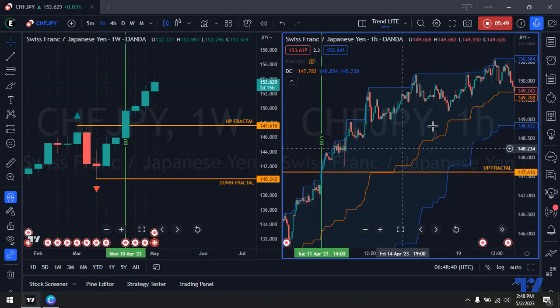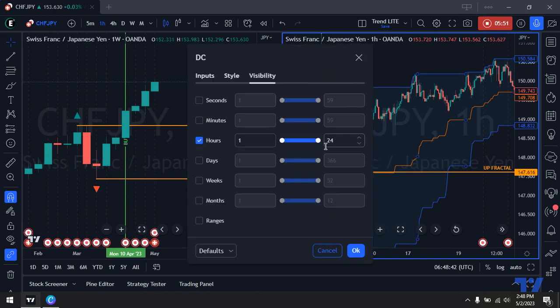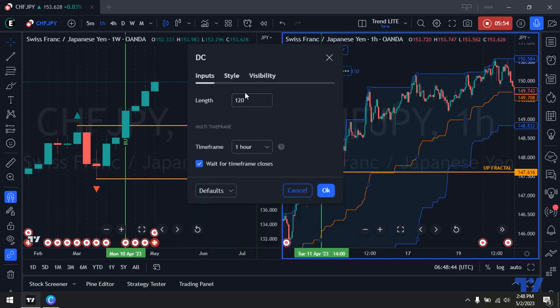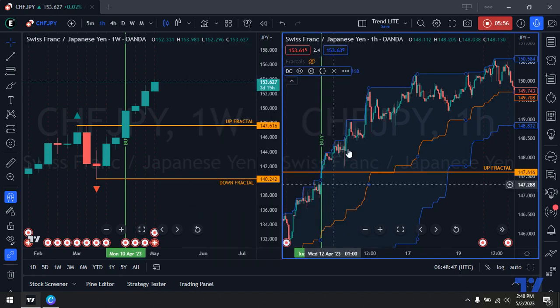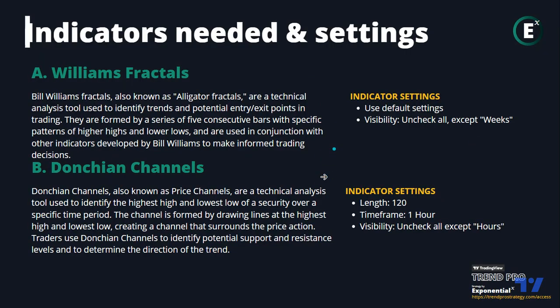Okay, so here on the right is my 1 hour chart. So I have it on the 1 hour chart, length 120, time frame 1 hour. Okay, got it. Let's go.